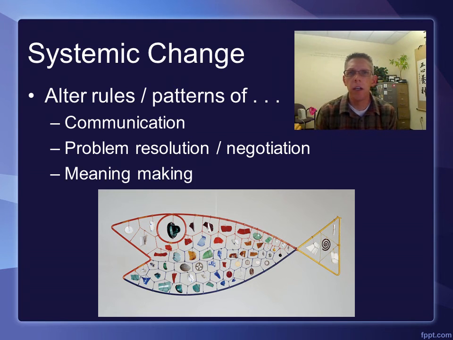And then finally, helping alter the rules and the patterns related to how this family makes meaning. What does it mean to be a member of this family, and what do we as a family value? Those things need to shift over time as well, and so making that explicit and helping the family alter those patterns and rules can be important as well.